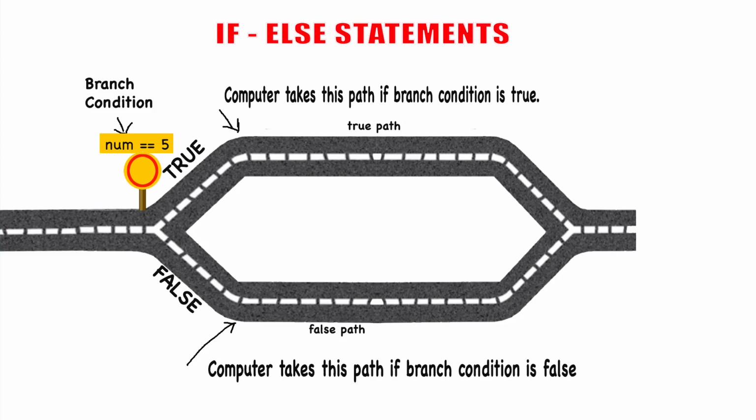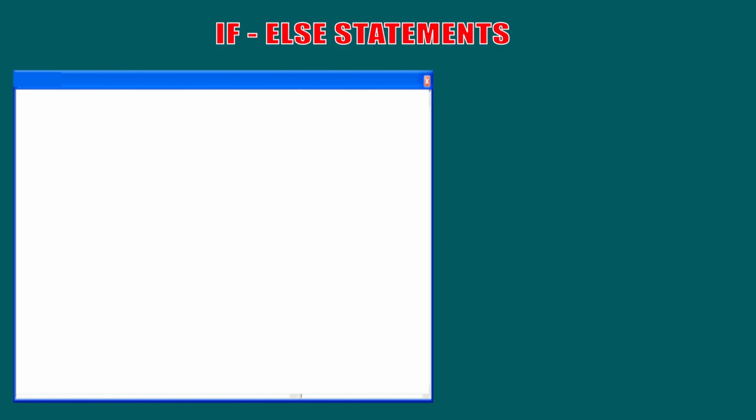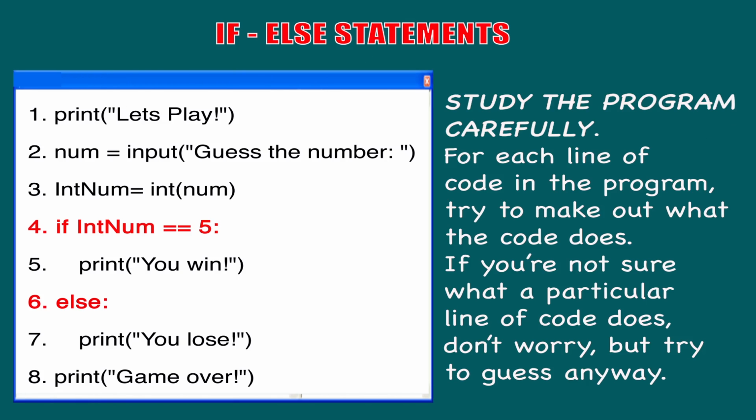To understand this more, let's look at a simple game written in Python. In this game, computer has a number in its mind. Our aim is to guess that number. If we guess the same number, we win, else we lose. Pause the video and study it carefully, and for each line of code in the program, try to make out what the code does.